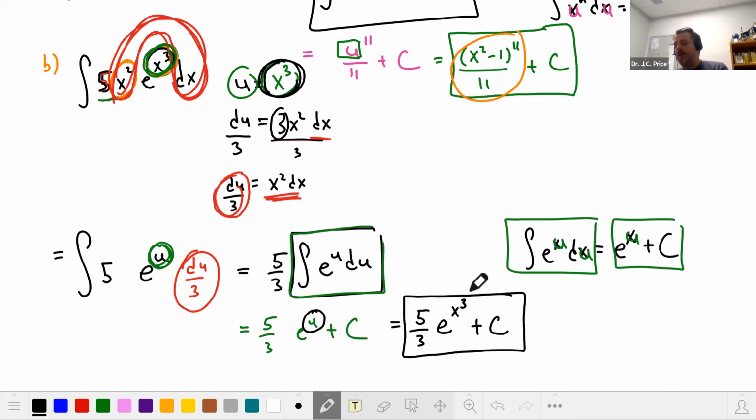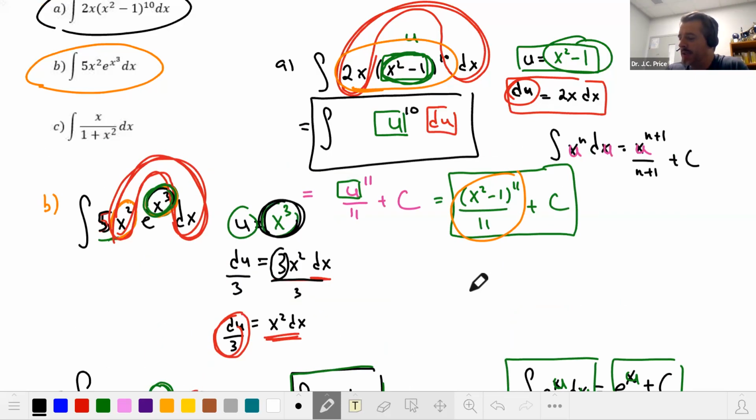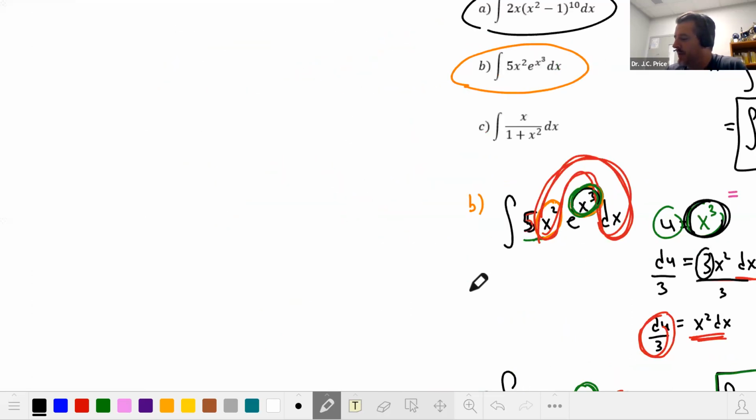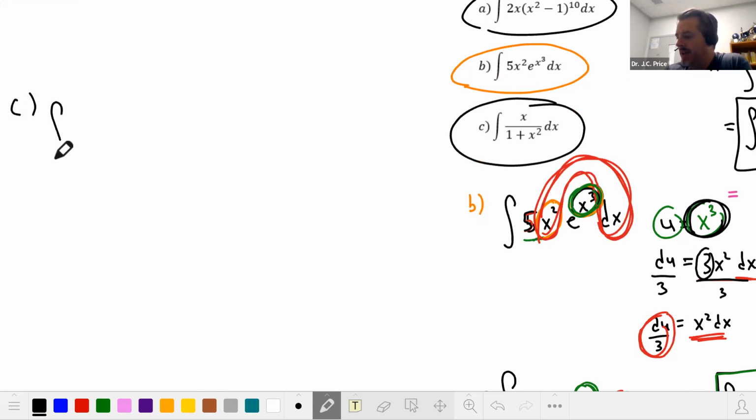And that's our answer for that one. All right, so we have one last problem to do up here. So part C, so let's just move it over here a little bit. So let's take a look at this one. And so for C, what do I have? I have the integral of x divided by 1 plus x squared dx.